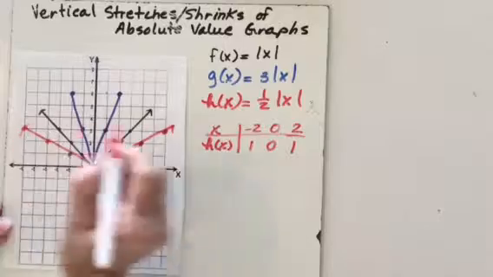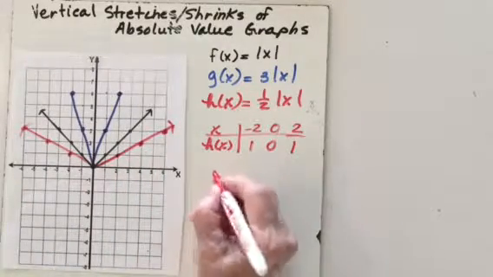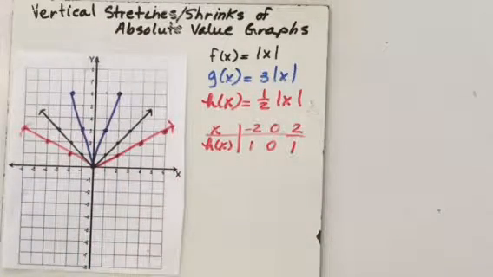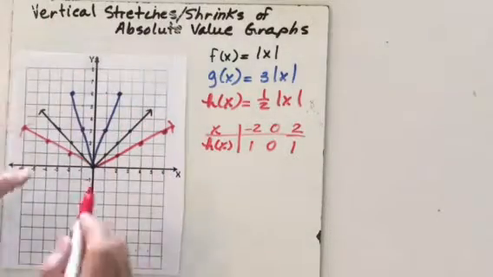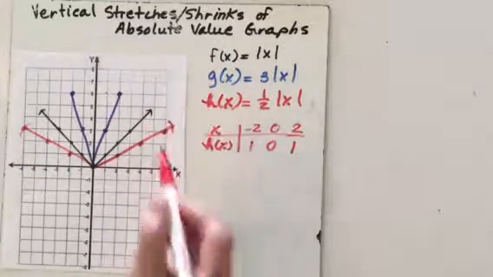Now, see what's happened with this? This has been vertically shrunk. This was vertically stretched up. This has been vertically pushed down. We call it compression, we call it shrinking.